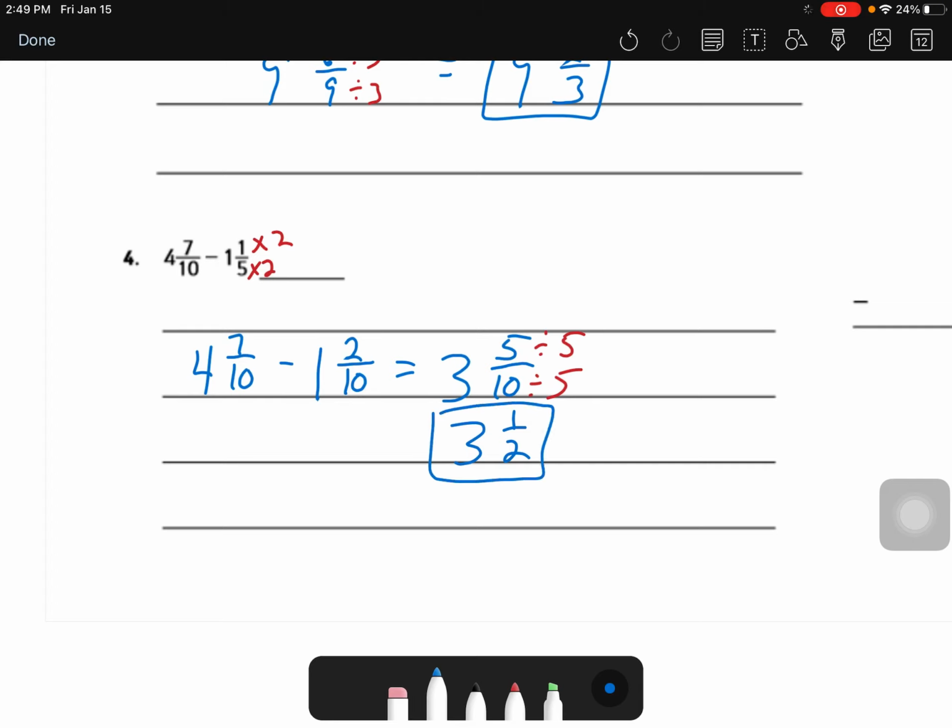Okay, and that's it. So nothing real new, just answers that need to be simplified. Make sure you're looking for that.